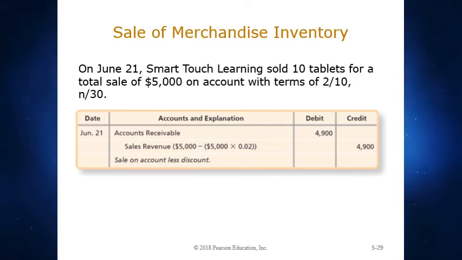So we have the record of the sale here. So accounts receivable 4,900, sales revenue 4,900 as well. This was under terms of 2/10 net 30. And remember, we always record a sale utilizing the discount, assuming that the customer is going to take advantage of the discount, because we never want to overstate our revenue. We would rather understate it and just account for that difference later on.